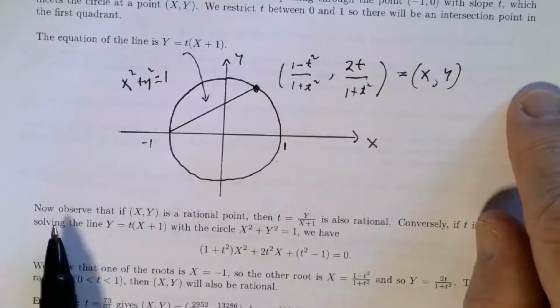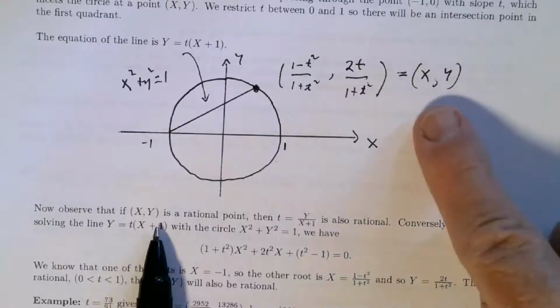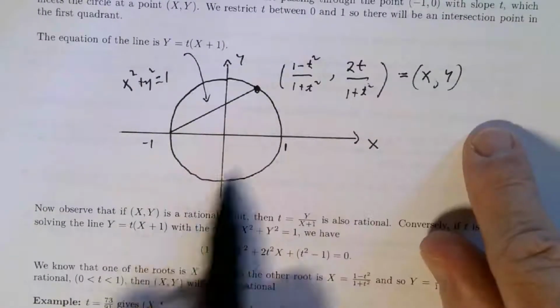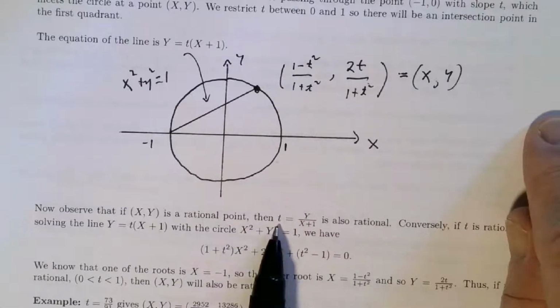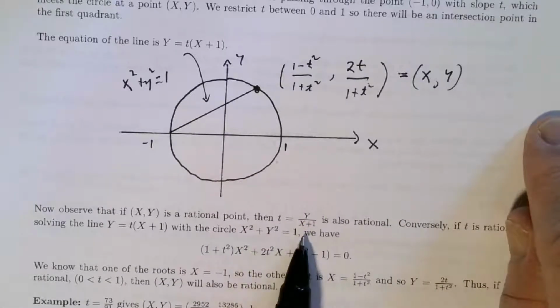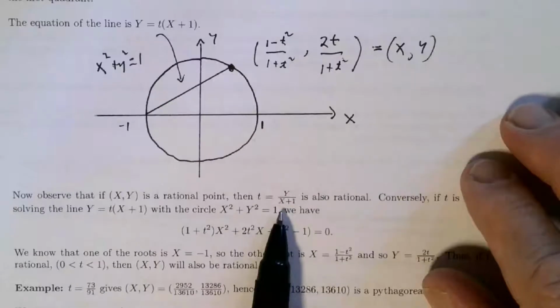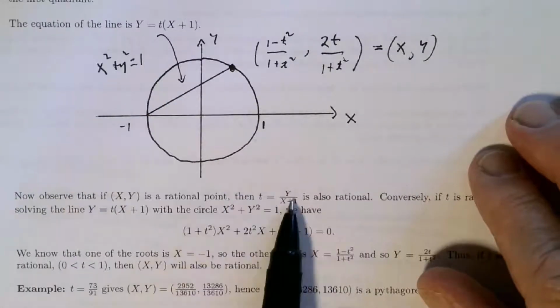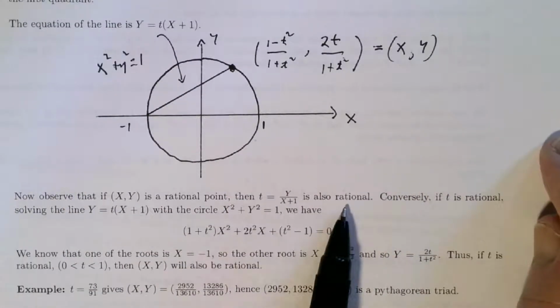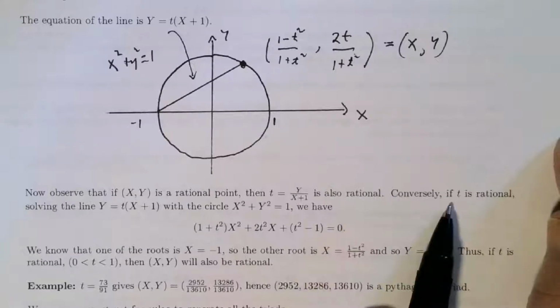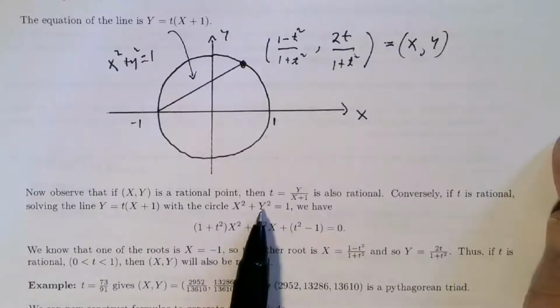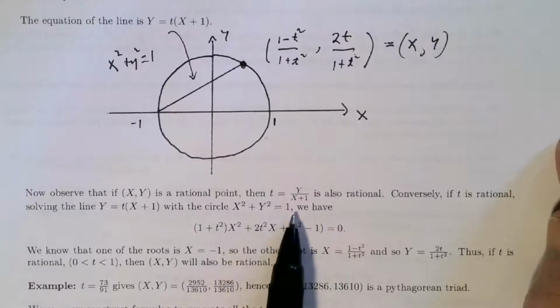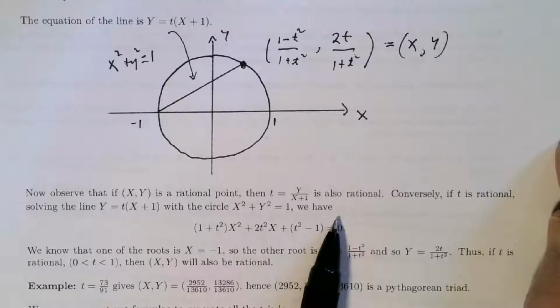Firstly, observe that if this intersection point (x, y) is a rational point, then t, which I can write by just rearranging this line, is also rational. And conversely, if t is rational, solving the line with the circle is going to give us rational points. Indeed, we do that. I'll leave you to check the algebra here.